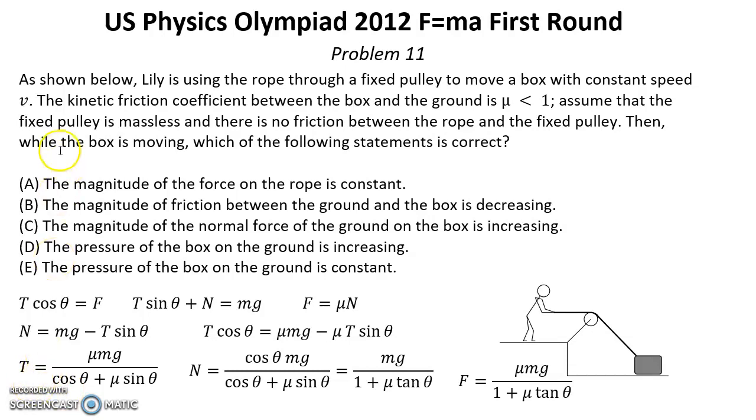And now let's see what happened here. A. The magnitude of the force on the rope is constant, which is not true, it's not constant. B. The magnitude of the friction between the ground and the box is decreasing. Yes, that's true, we just investigated. And C, D and E are not correct because of this formula: the normal force is always decreasing, which is not the case for C, D and E. So the correct answer is B.